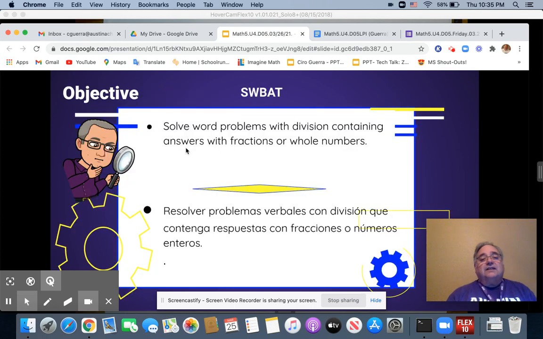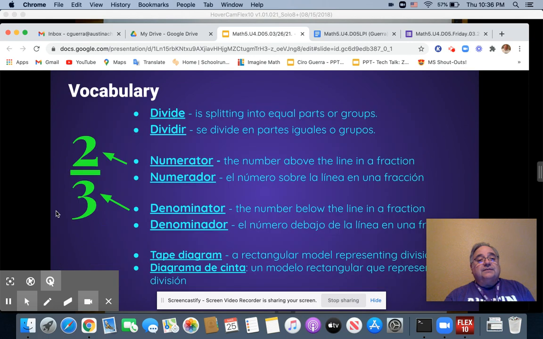Let's go to our objective. Can I get a brave scholar to go ahead and read this objective? Pausing the video. Excellent. Yes, love it. Love hearing that strong orator and those leaders out there. Scholars will be able to solve word problems with division, containing answers with fractions or whole numbers. So we're going to continue doing what we're doing.